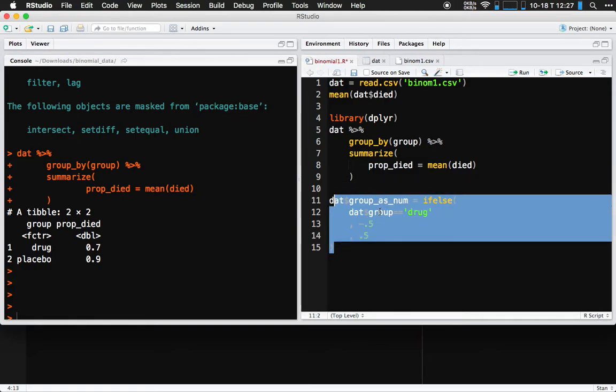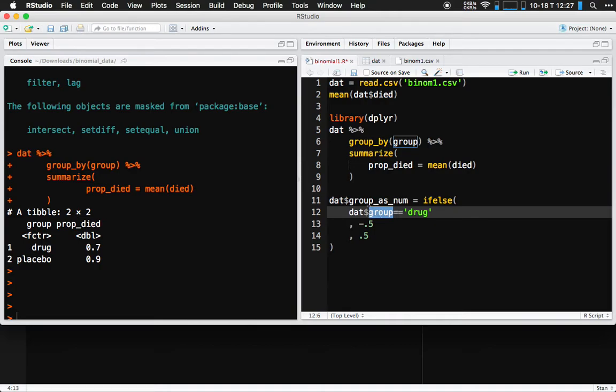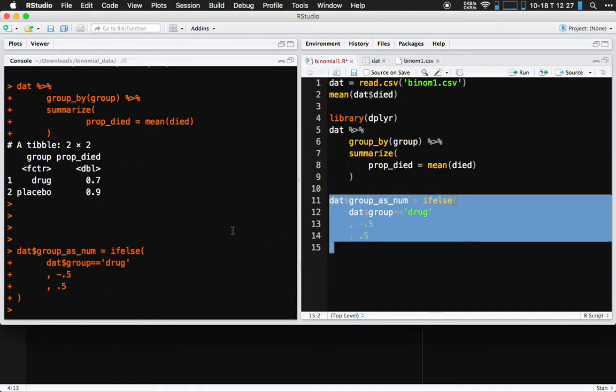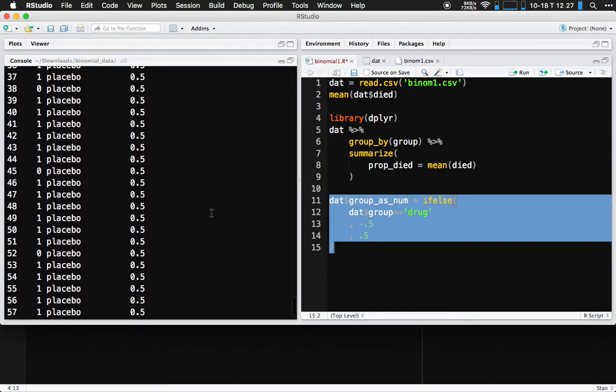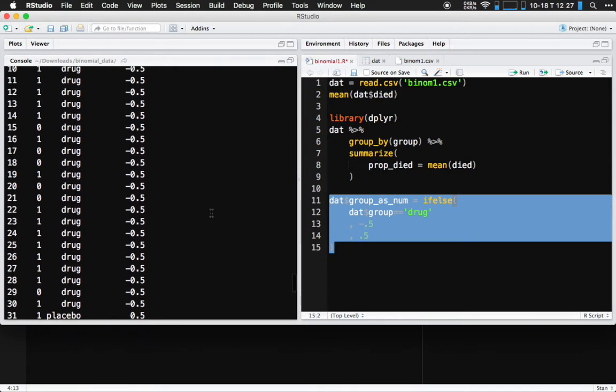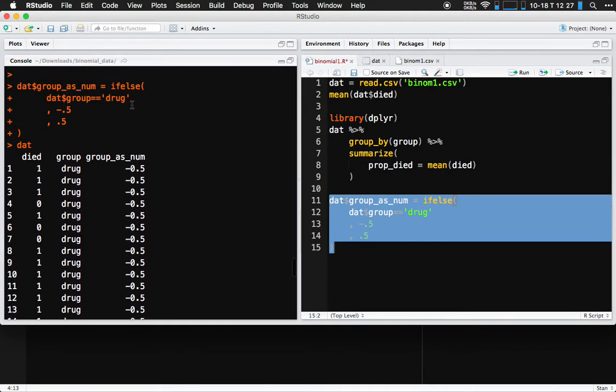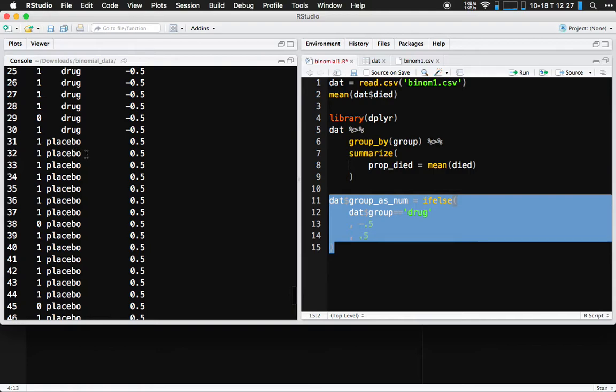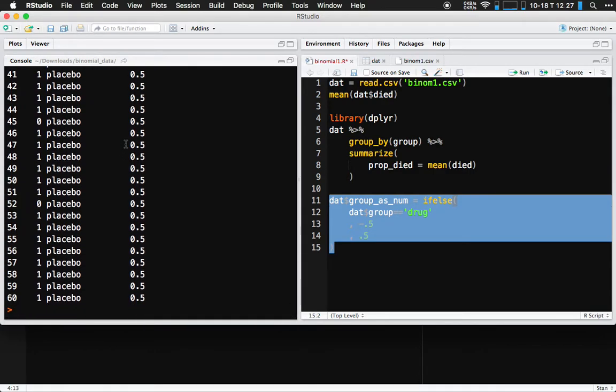So it's going to go through every item, every row in the column group and ask, is it drug? If it is, it's going to put a negative 0.5 in this group as num column. If that item isn't drug, it's going to put a positive 0.5 in that column. So if we run that, and if we just look at that, we can see that wherever there's drug, there's negative 0.5s. And whenever there's placebo, there's positive 0.5s.